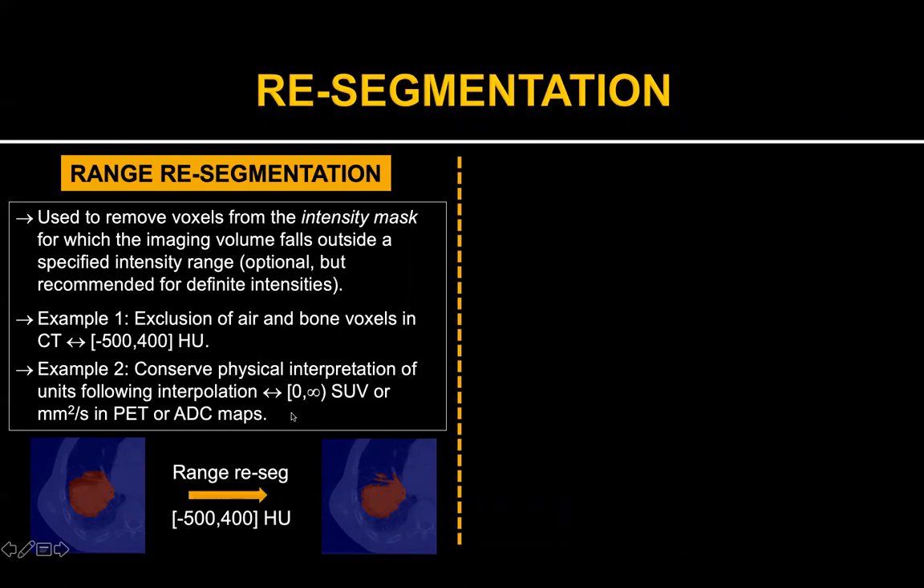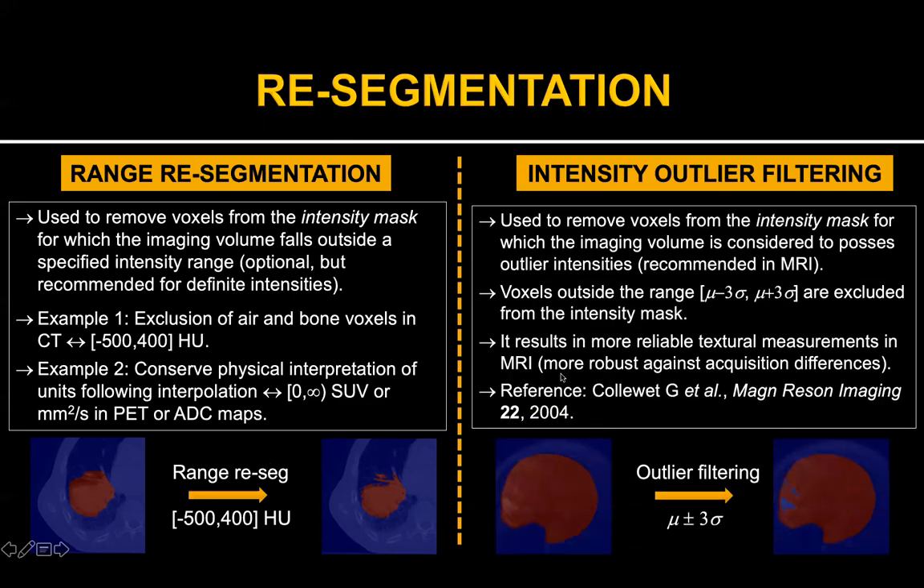Another example is that after interpolation, if you have negative values in an SUV map, that's not physically possible, so you want to resegment from 0 to infinity. So there are some little processes that can be done following interpolation and following segmentation. That's the idea here of range resegmentation. There's also this process of intensity outlier filtering, which removes voxels that are considered to be outliers, and it's been shown that it results in more reliable texture measurements. So there's this process of segmentation, but the final mask that can be used is one, for example, that removes outliers, like here, in MRI.